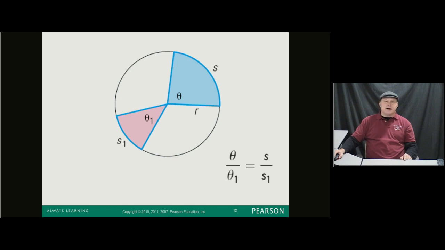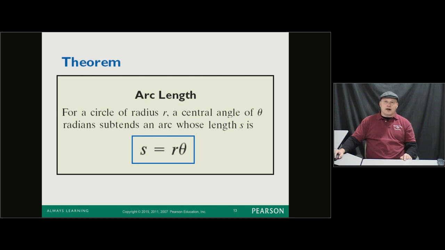But what we're going to do is tail off of that a little bit and talk about the arc length in particular. It says, for a circle of radius r, a central angle of theta radians subtends an arc whose length s is s equals r times theta. Now, s equals r times theta is the formula for the length of an arc of a circle. Theta has to be measured in radians. Notice what that last part says, theta radians. It didn't say theta degrees, so your angle has to be in radians.